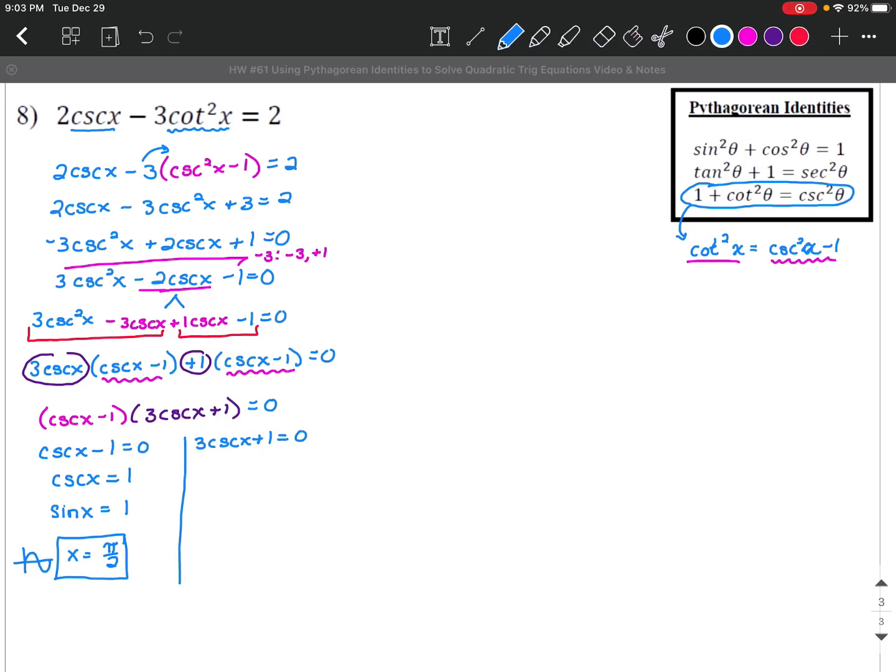Now on the other side, solving for my cosecant x, I subtract 1 and I divide by 3. So cosecant x is negative 1/3, which means that sine x is the reciprocal, which is negative 3. Now there's a problem with this, because sine only goes as low as negative 1 and as high as positive 1. It will never be negative 3. There is no solution there. So our only solution was x equals pi over 2.